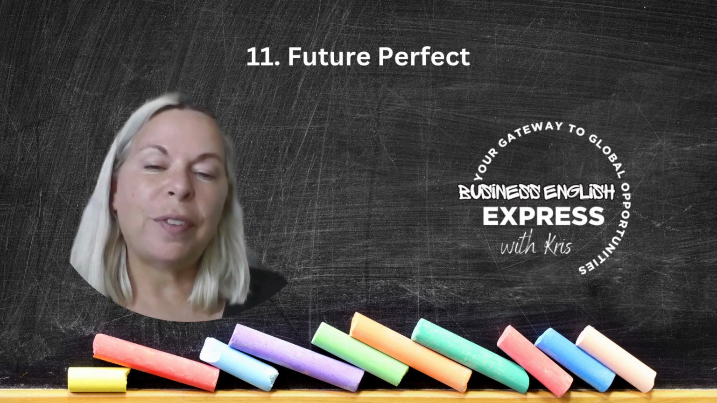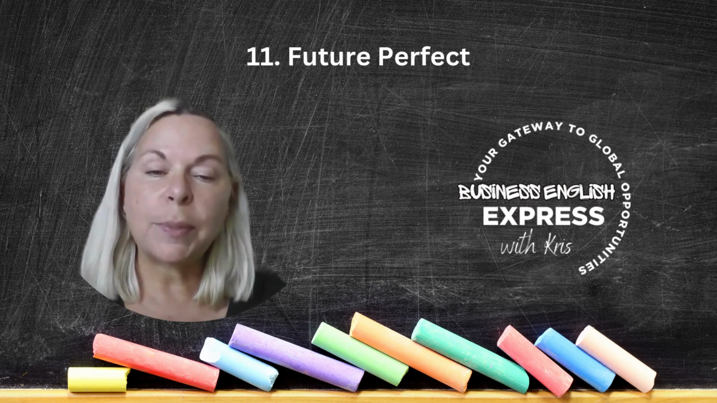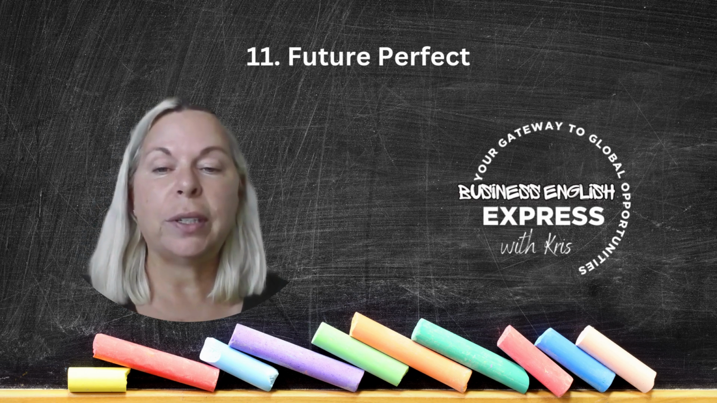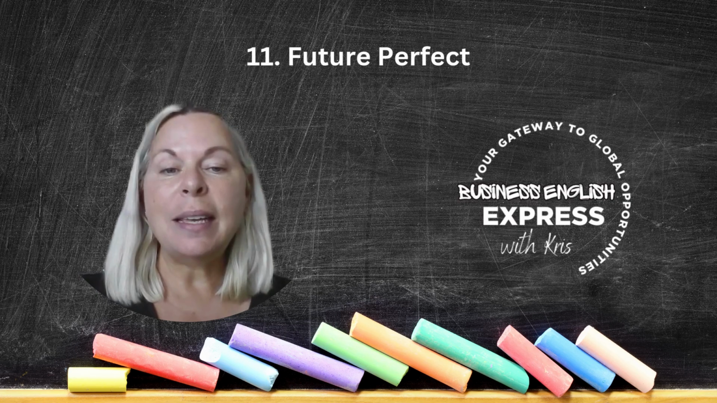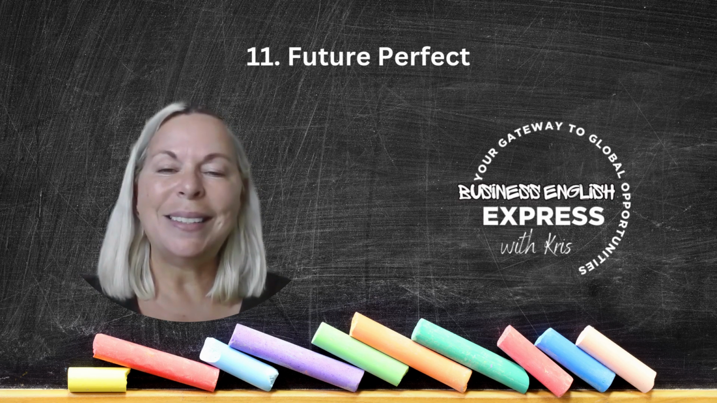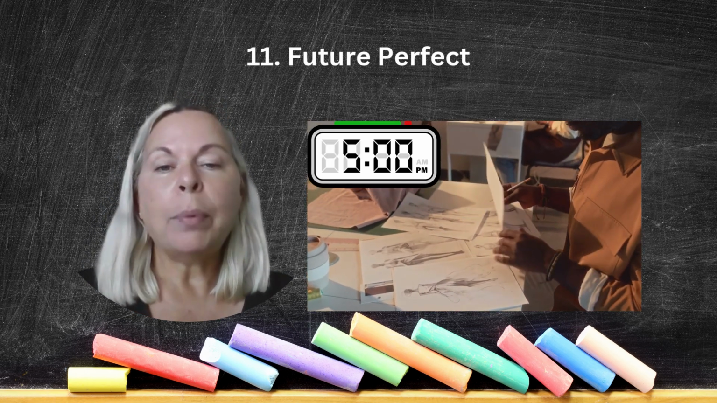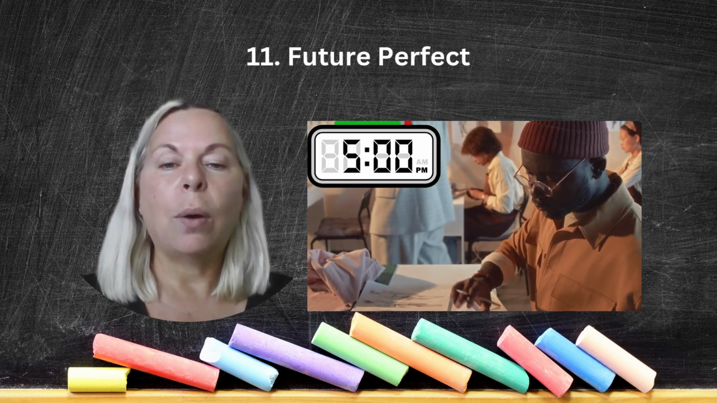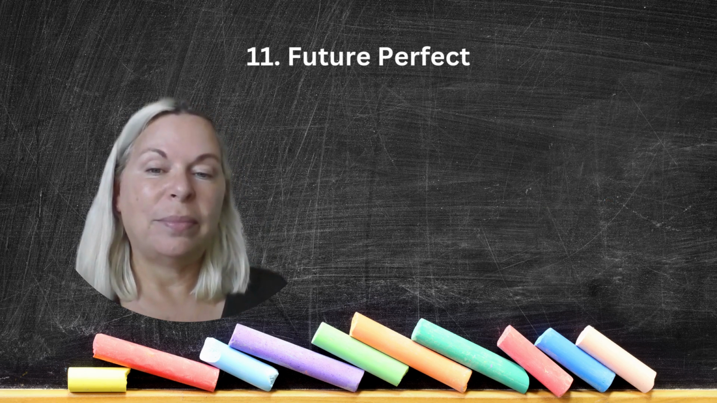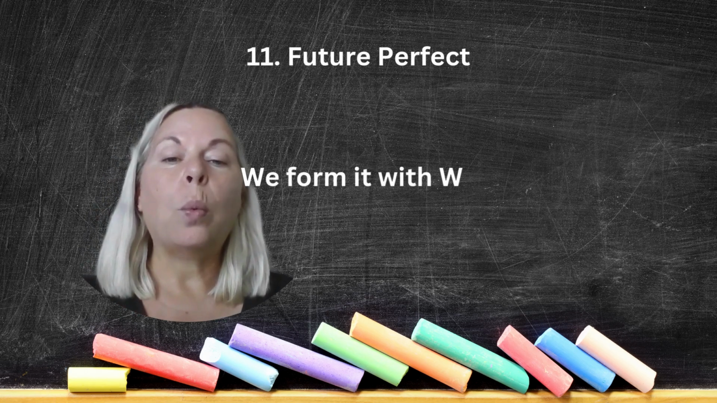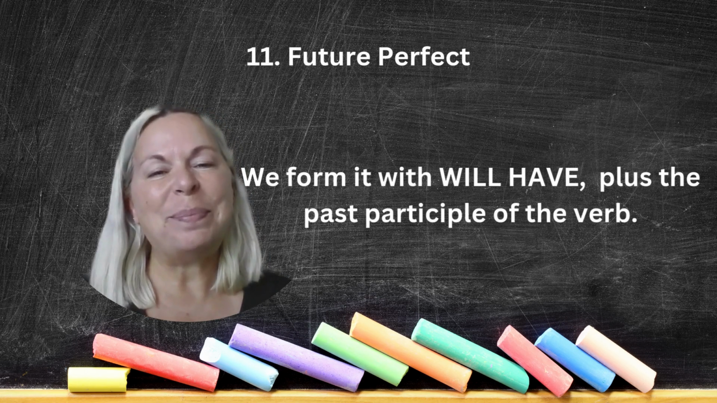The future perfect is used when you want to talk about something that will be finished before a specific point in the future. It's like saying, by the time that happens, this will already be done. As an example, by 5 p.m., I will have finished my work. Or, she will have left by the time we get there. We form it with will have plus the past participle of the verb.